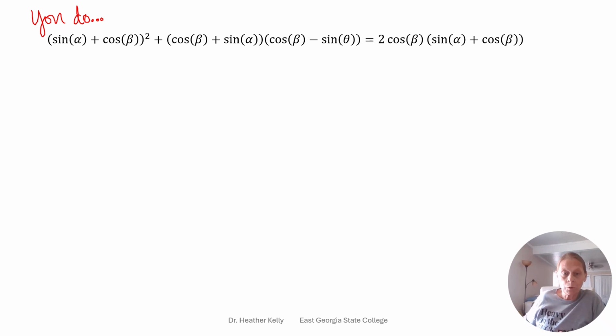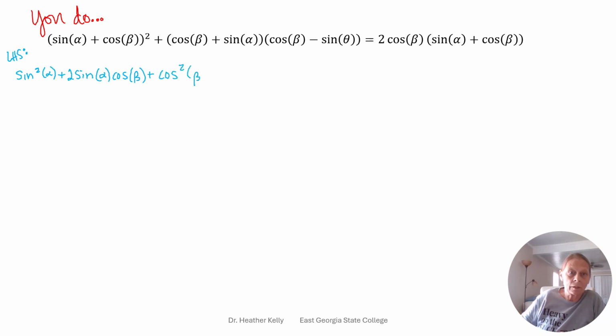Okay, so for this problem, I'm just going to start with this left-hand side and see if we can make it look like the right-hand side. So first I'm going to square this off. So it's going to be the first term squared plus the product of the two middle terms. So 2 sine alpha cosine beta plus the last term squared, cosine squared beta.